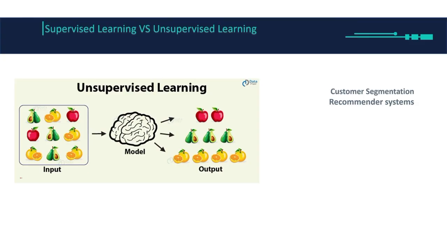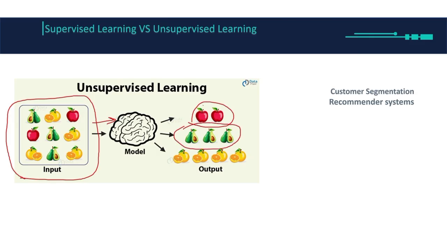Let's say here we have an input, and as you can see, it's not labeled. It's not even written that these are fruits. There are just a bunch of fruits, and I fed them to the model, and this model grouped or clustered them according to their color. Here we can see it clustered them according to the red color, here according to the green color, and here according to the orange color.